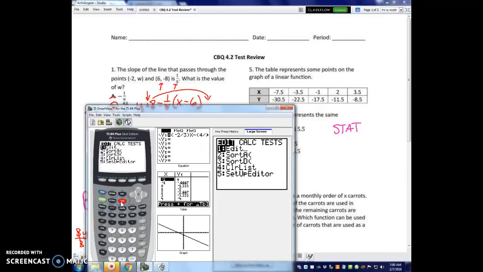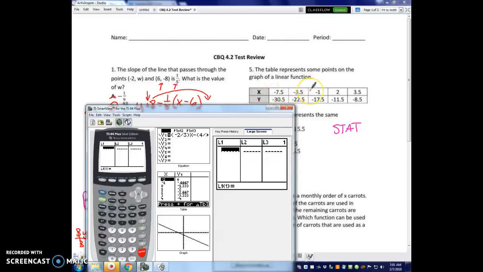Stat. Edit. Everything in the x goes into L1. So negative 7.5, negative 3.5, negative 1, 2, 3.5.